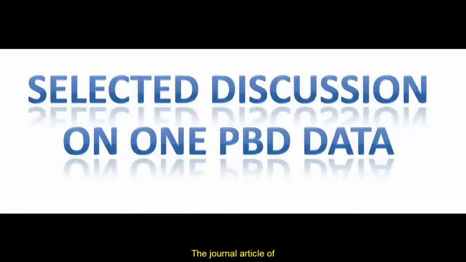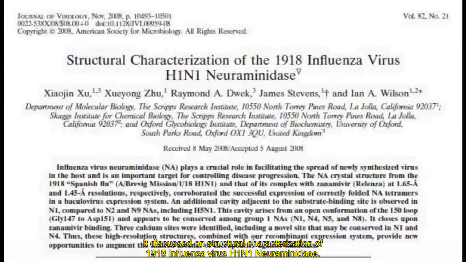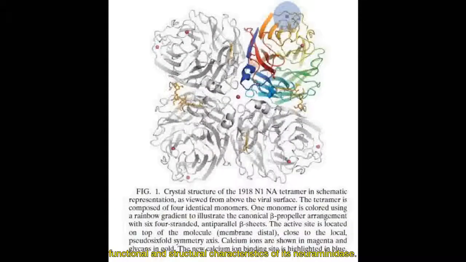The journal article is on the neuraminidase of A/Brevig Mission/1/1918 H1N1 strain by Zhu, Xu, Dweck, Stephen and Wilson, 2008. It discussed the structural characterization of the 1918 influenza virus H1N1 neuraminidase. The 1918 influenza virus H1N1 was resurrected for further investigation of the sequence, functional and structural characteristics of its neuraminidase.